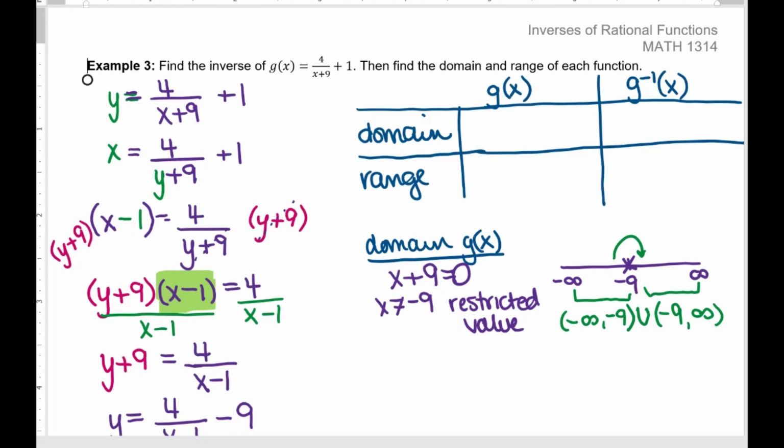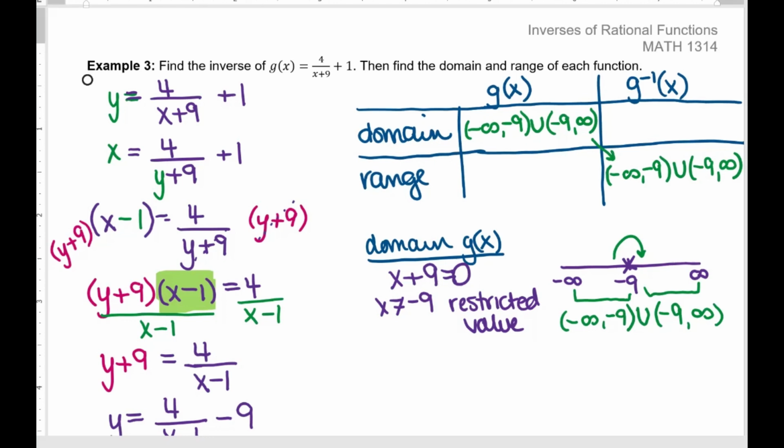We just found the domain of g of x, went from negative infinity on up to negative 9, union, negative 9 to infinity. Because we found the domain of the original, we found the range of the inverse, which means that the range of g inverse is going to be negative infinity to negative 9, union negative 9 to positive infinity.